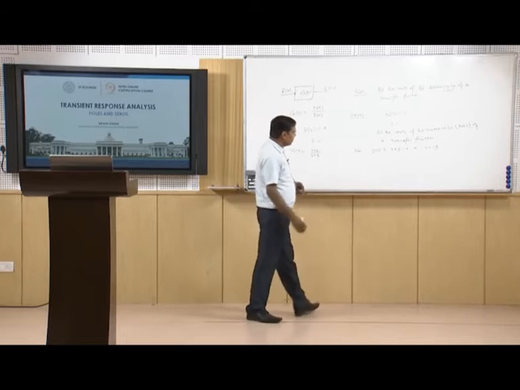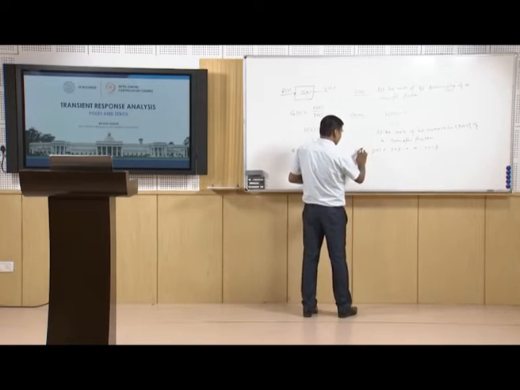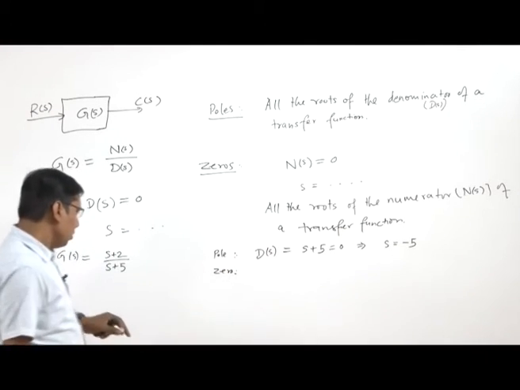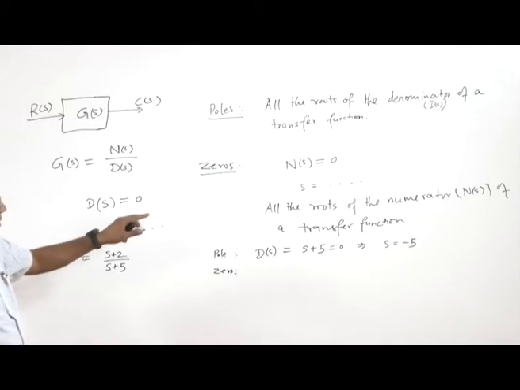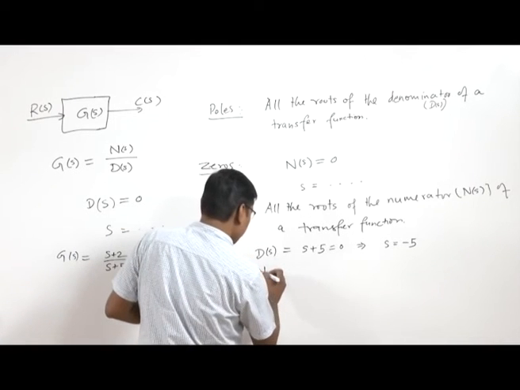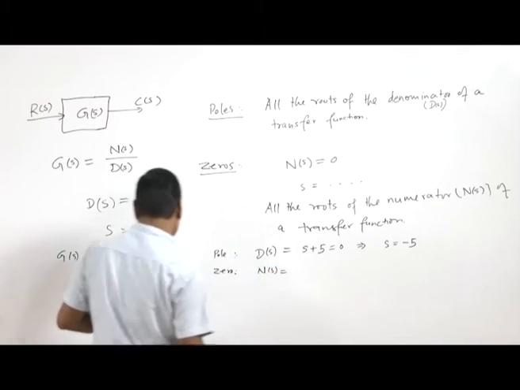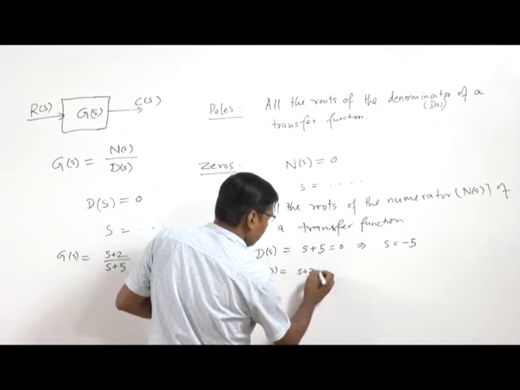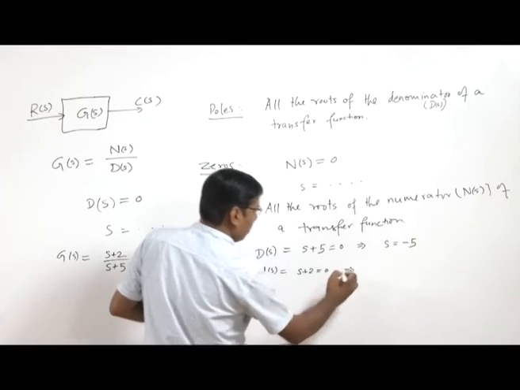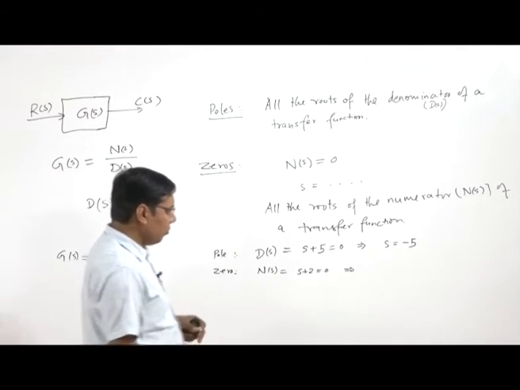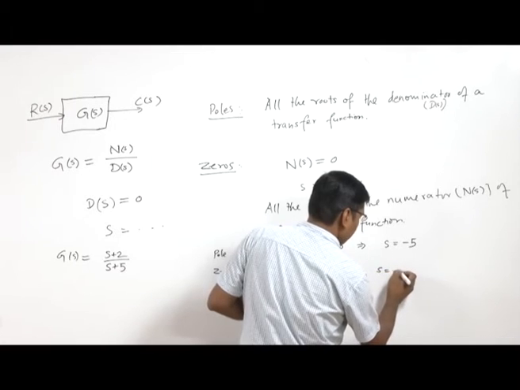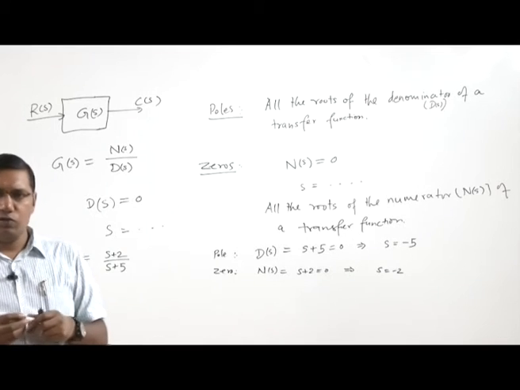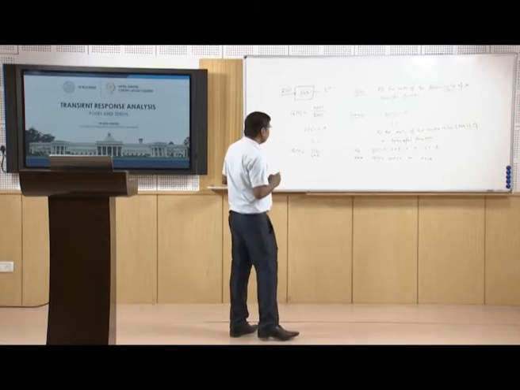Now we get the zeros. Here we have only one pole. Now come to the zero. To get the zero, we need to put the numerator equal to 0. So N(s) equal to s plus 2 equal to 0. This implies that s equal to minus 2. So s equal to minus 2 is a zero of the transfer function.